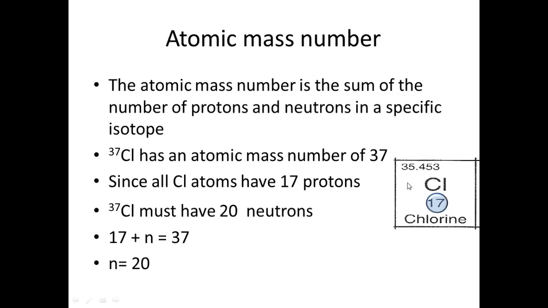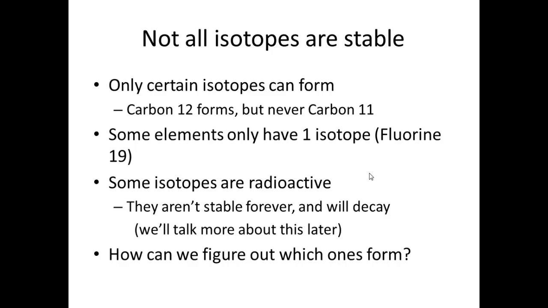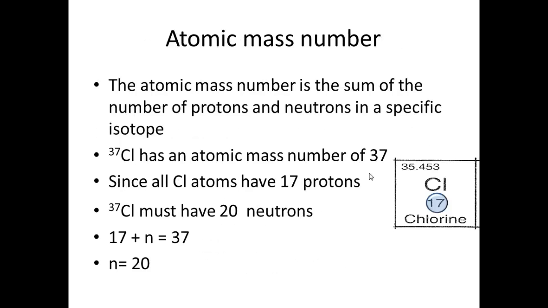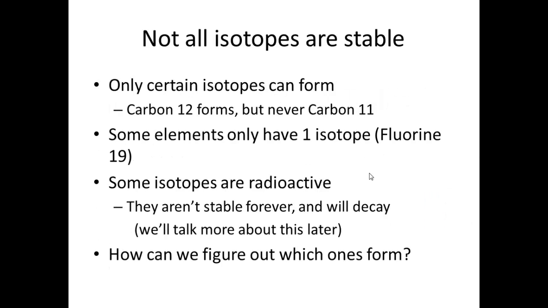Notice the mass number doesn't even have to be close to the atomic mass. So the mass number for chlorine 37 is 1.5 AMU off, and that's fine because the atomic mass is not the mass number. The mass number is not in the periodic table.